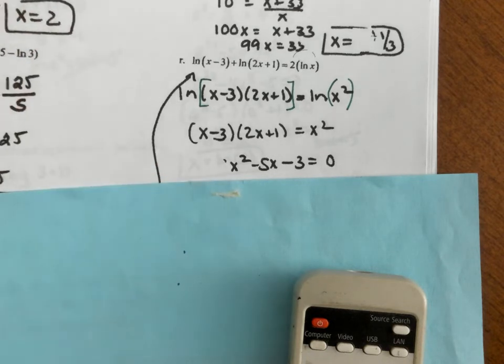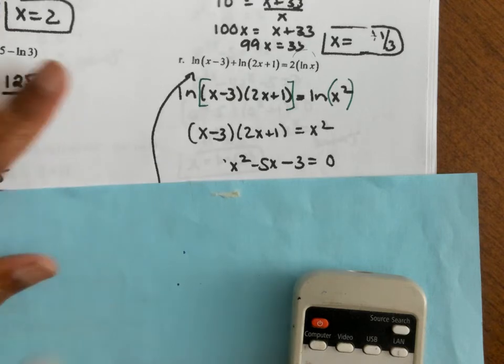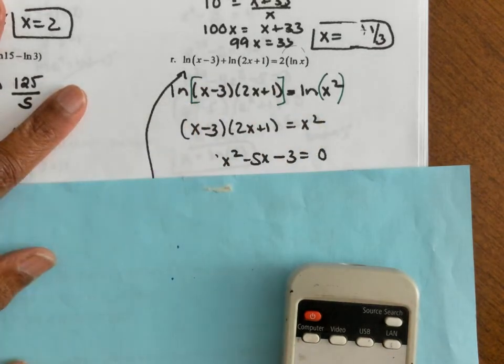Obviously this one does not have the work, so if you didn't get x squared minus 5x minus 3, please ask me so we can do the work together. But I want you to try. All you're doing is multiplying these two and combining it with x squared.